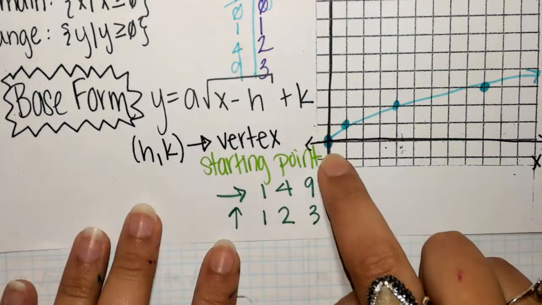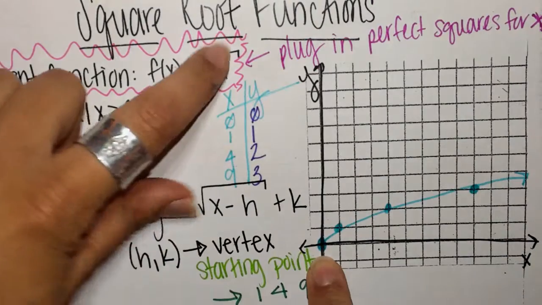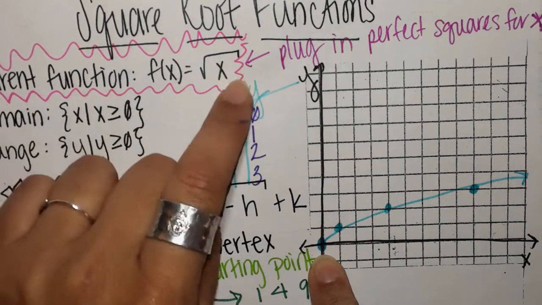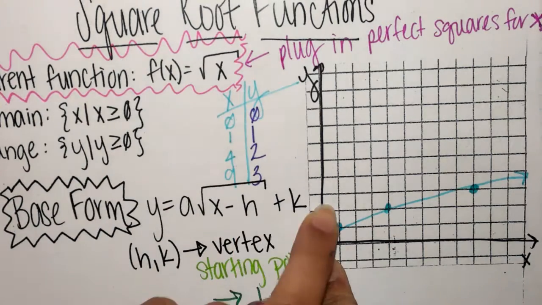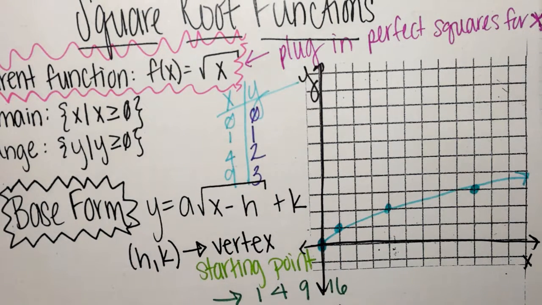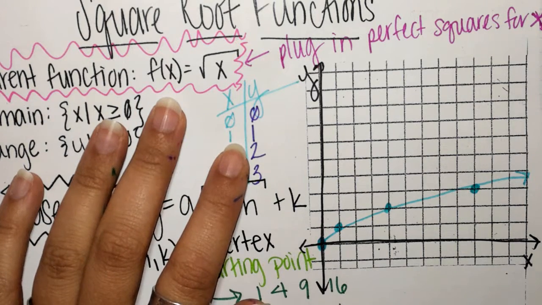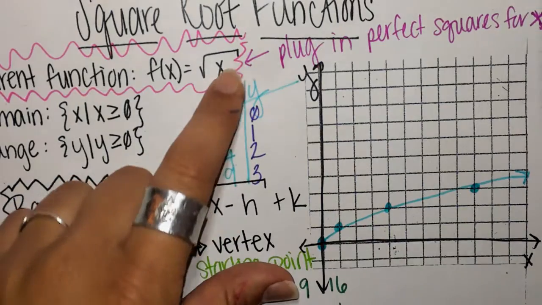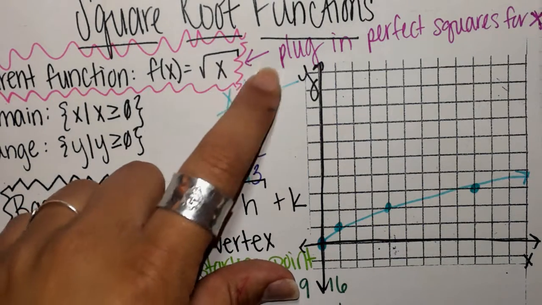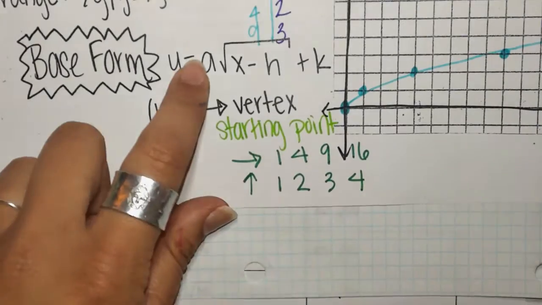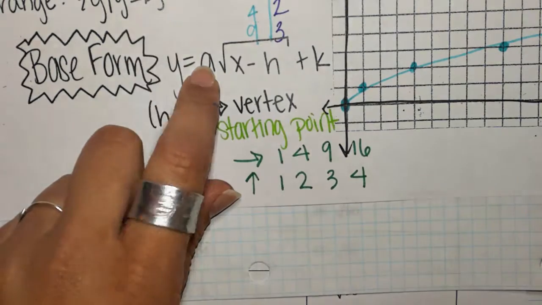Now, the reason that our vertex is 0, 0 here is because we don't have an H and we don't have a K. So if we don't have anything here, our vertex is 0, 0. Can you wait and let me finish explaining? Does everybody understand? Do you understand that 0, 0 is the starting point because we have nothing here and here? Yes. Fantastic.